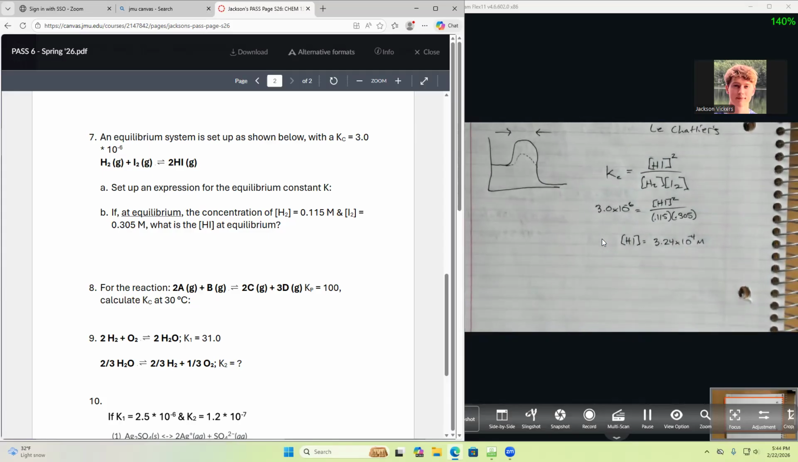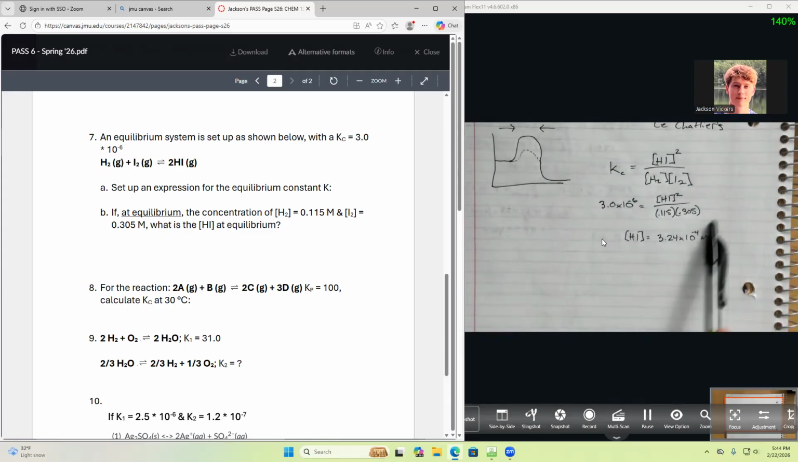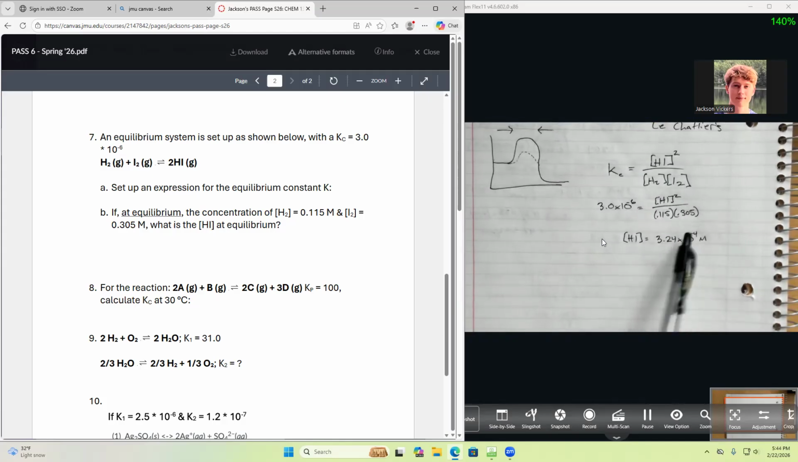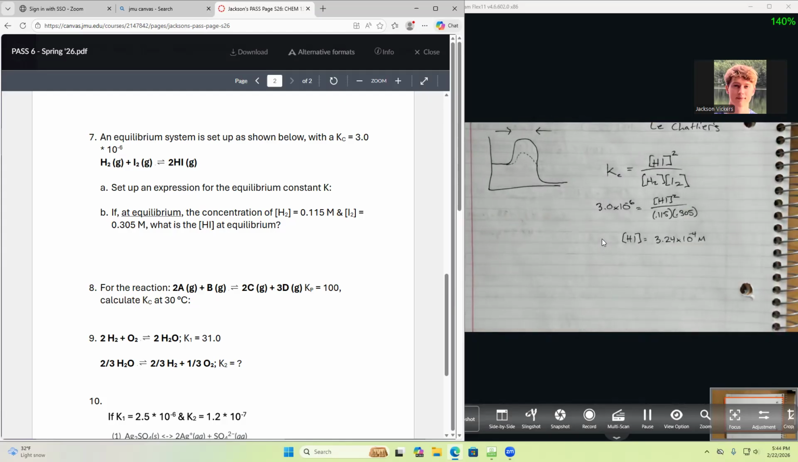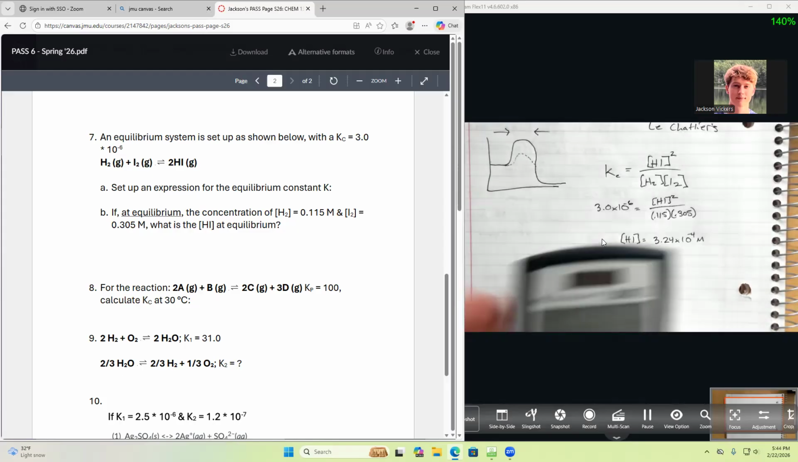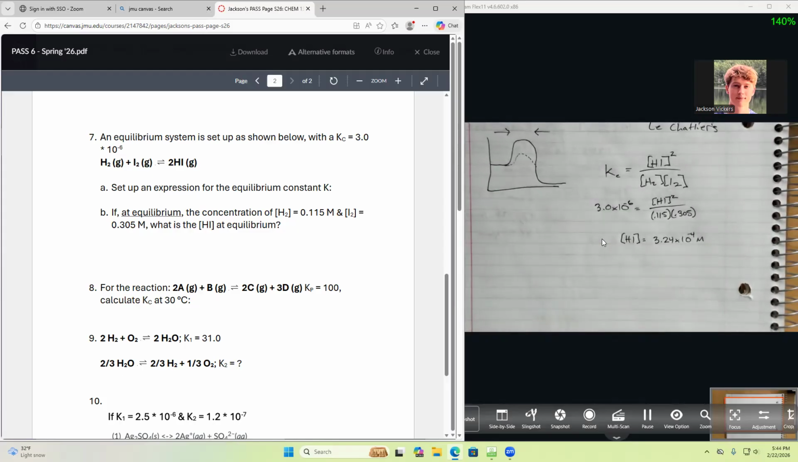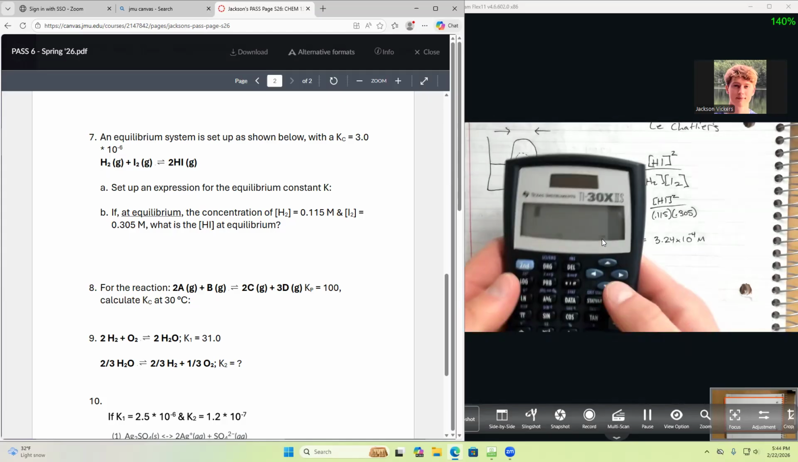Here's the answer that I got for this one. So again, we have everything we need except for that HI concentration. So I'm going to multiply the denominator on both sides, and then the way that I would go about canceling out that exponent of 2 is I find it really easy to simply raise whatever's in my calculator to the power of 1/2. That's the same as taking the square root.